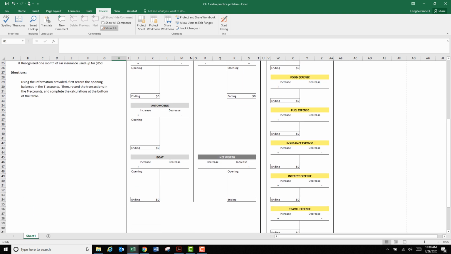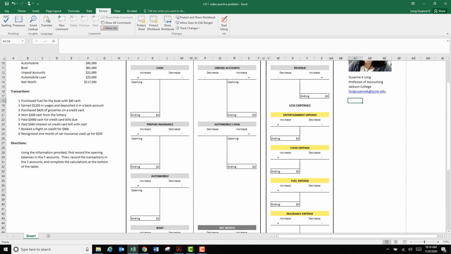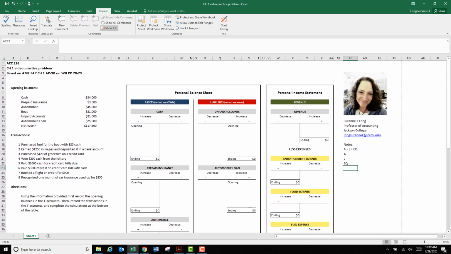Down at the bottom here, net worth. Remember our equation. Maybe I want to put this over here. I'm going to add my notes right here. Remember our equation. Assets equals liabilities plus equity. So I'm wondering about assets. What do we have in assets so far? What do we have in liabilities so far? What do we have in equity so far? So I am going to do a little playing around with these opening balances. So that's what we've got for this person for the balance sheet.